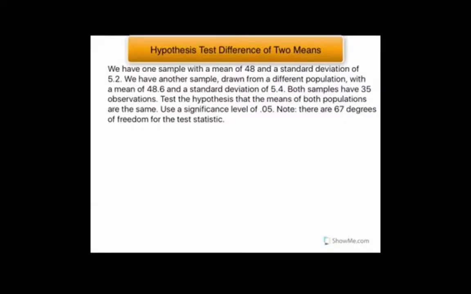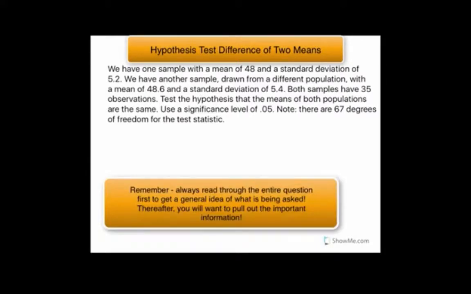Okay, so we have a question here. It says, we have one sample with a mean of 48 and a standard deviation of 5.2. We have another sample drawn from a different population with a mean of 48.6 and a standard deviation of 5.4. Both samples have 35 observations. We want to test the hypothesis that the means of both populations are the same using a significance level of 0.05.